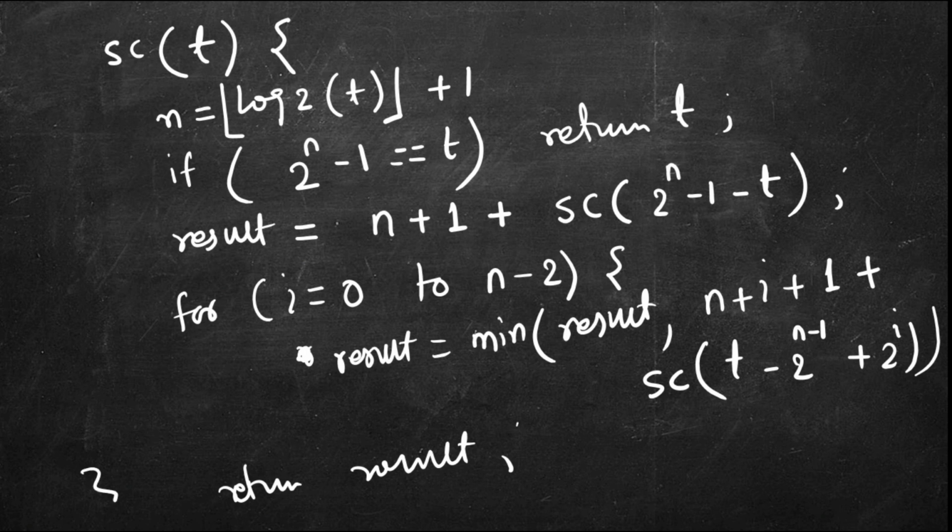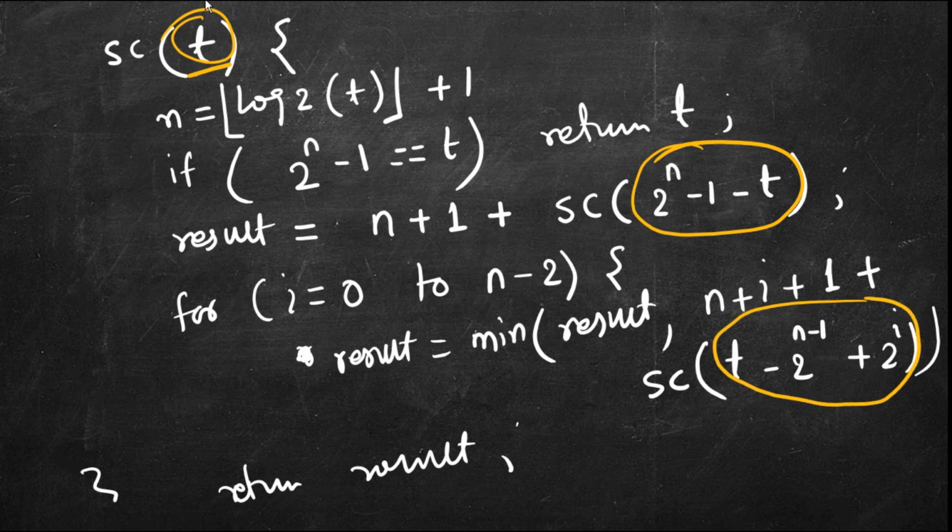So this is a recursive way of writing it, but you can notice that it can explode exponentially since we will be solving it again and again. So let's say we have t. For finding t, we want 2 raised to the power n minus 1 minus t, and we also need t minus 2 to the power n minus 1 plus 2 raised to the power I, and this I can go from 0 to n minus 2. So there will be multiple overlaps here.